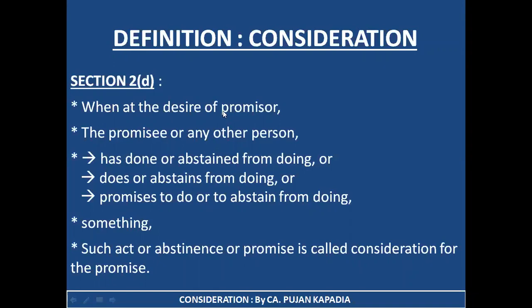So basically in the first 2 points we have read. First is, when at the desire of promisor. So basically the desire is of the promisor, the person who is making the promise. Second is the promisee or any other person. That is the person to whom the promise is made or any other person.